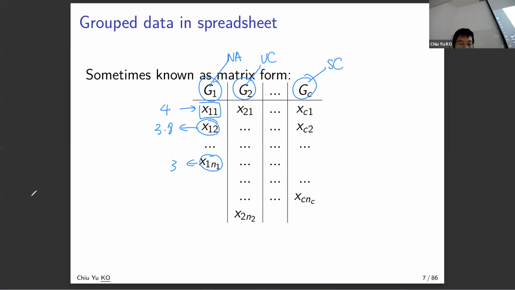Now, once we have that, the idea is to try to see if the mean here, if you calculate this mean, we call it X bar 1, which means the average of NA. And this might be the average of UC, and so on and so forth. And the question would be, we're asking whether each group actually has a different mean, right?